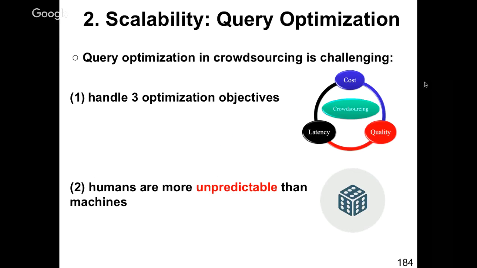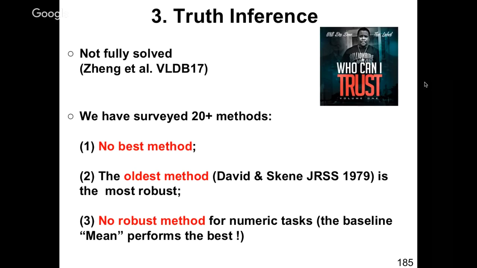Another underlying problem is that humans are much more unpredictable than machines. You can tell machines that you want to optimize the performance of a query relatively easily, but if you want to optimize a crowdsourcing query based on human input, which is far more unpredictable and error-prone, this becomes a very difficult problem. The third problem is the truth inference problem, which we found in our recent survey. There are no best methods, and sometimes even the oldest method works best. So we still need to find better ways to do truth inference.